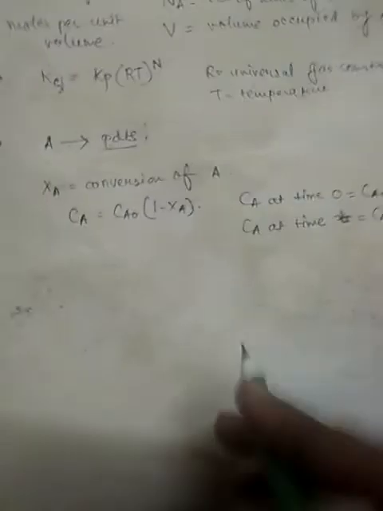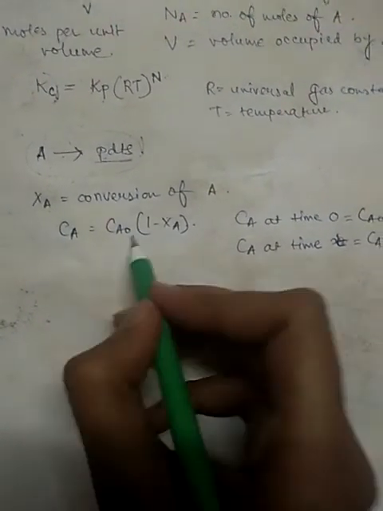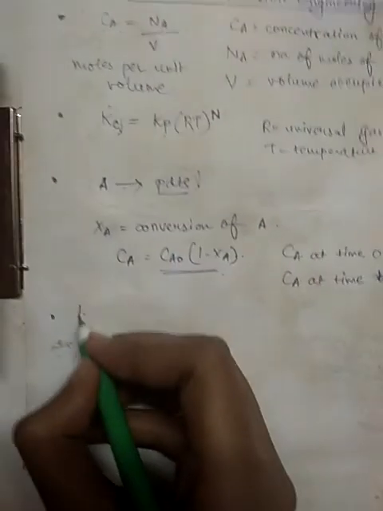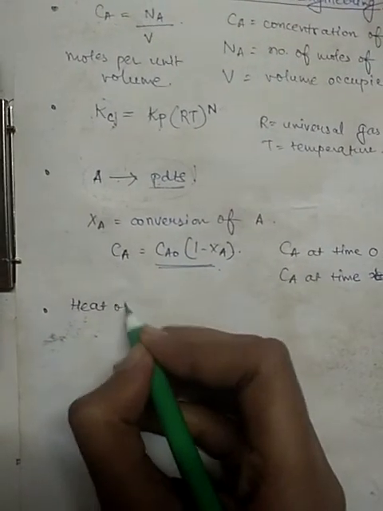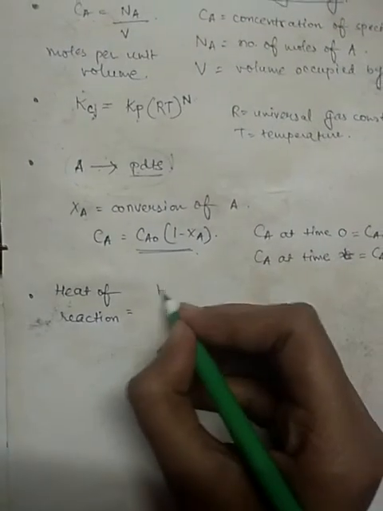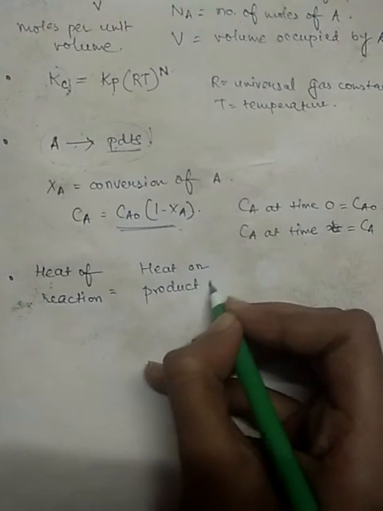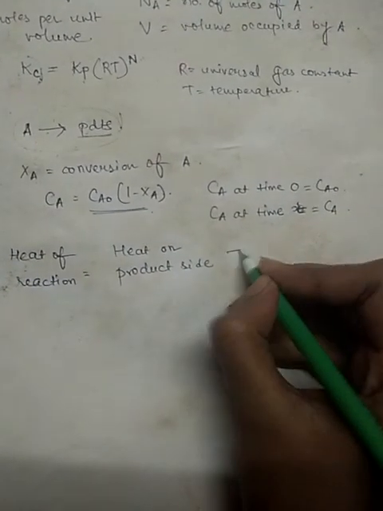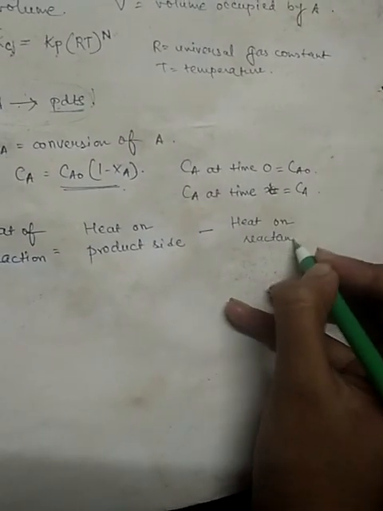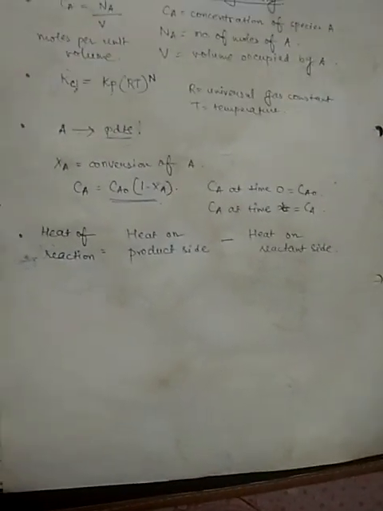Okay. Next, say you are supposed to calculate the heat of a reaction. Heat of reaction equals heat on the product side minus heat on the reactant side. This is for any kind of chemical reaction. In case you have one known, in case you have two known, you can calculate the one unknown.